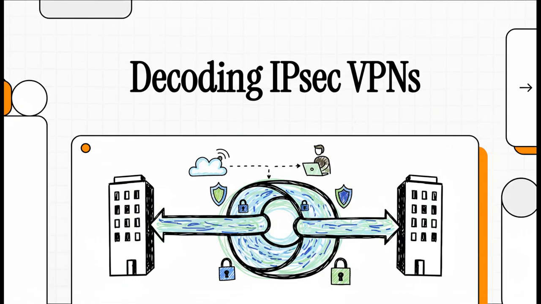Every single day, companies move literally billions of dollars worth of data across the public internet. So how in the world do they keep it safe? Well, they build secure digital tunnels. Today, we're going to decode IPsec VPNs, the blueprint for building those exact tunnels and connecting a global workforce securely.